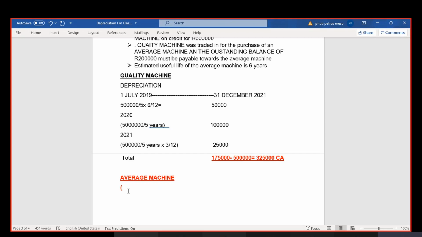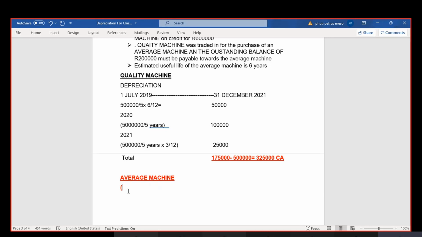The statement basically said that when we dispose of an asset or trade in an asset, which was the quality machine, it had an outstanding amount. Look at it in this way. You've got a car, right? Let's say you've got your BMW and you want to upgrade to your Mercedes-Benz. You're willing to buy the new car and decide to trade in what you have, the BMW, but it's not yet paid in full, right?